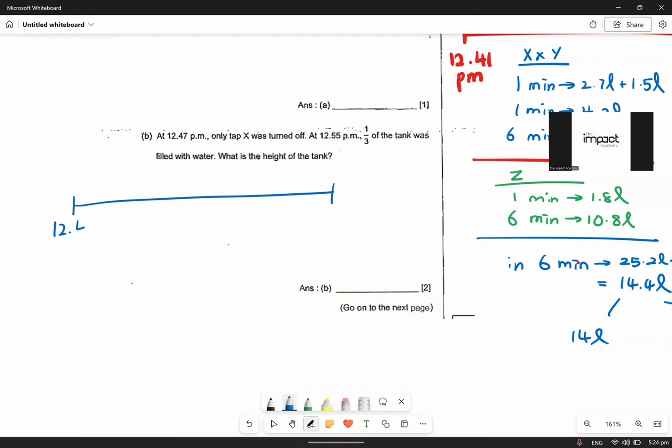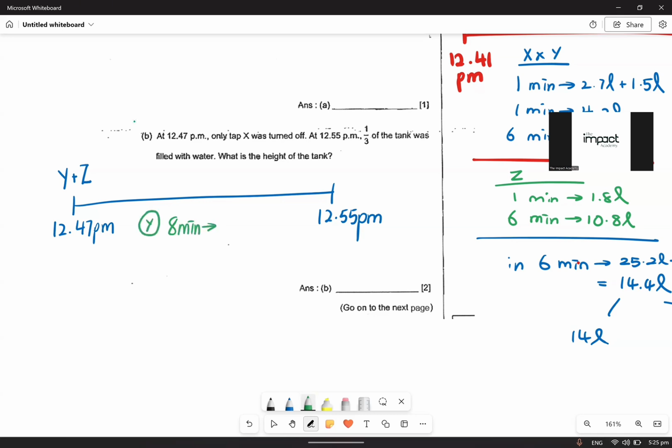Right, so at 12:47 p.m. tap X was turned off, right? So only left with Y plus Z, correct or not? Well, they do this all the way till what time? 12:55 p.m. Am I making sense or not making sense? How many minutes is that? Continue with the same process. Okay, it's the same process. What is the same process? As you can see over here, we have how many minutes? 8 minutes, right? Okay, 8 minutes.